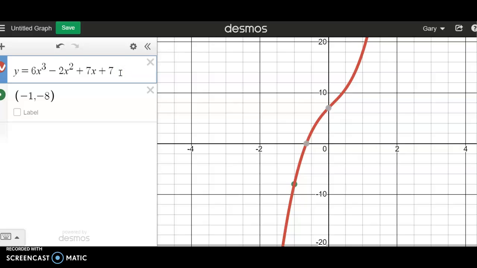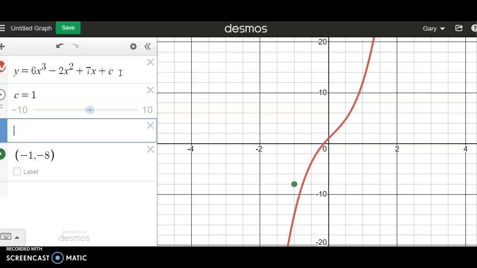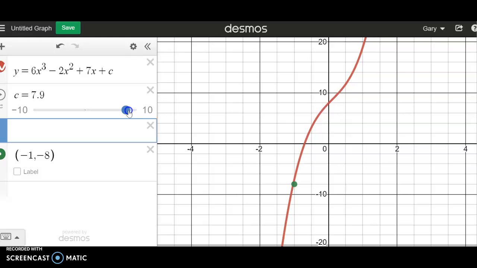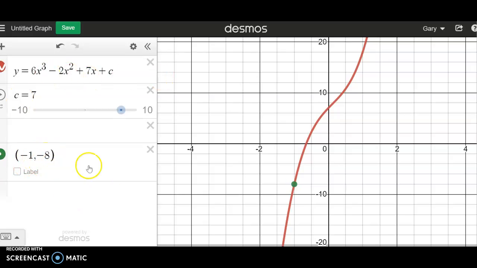So if we change it back to C, you can see the only value of C that goes through that point, where is it? Let's go back to, there we go, is when C is equal to, sorry, not 8, it's when C is equal to 7. That's the only time it goes through there. Okay, cool. So when it goes through a specific point, there's only one value of C it could possibly be.